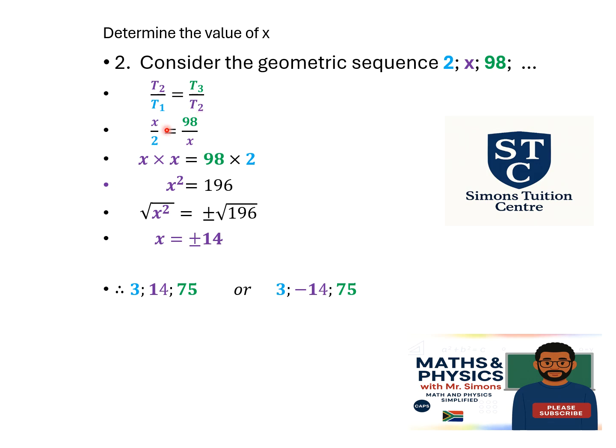Right, again, x times x gives me x squared. 98 times 2 gives me 196. Right, from there, square root of x squared gives me x. Square root of 196 plus minus gives me plus minus 14. And my sequence reads 2, 14, 98 or 2, negative 14, 98.